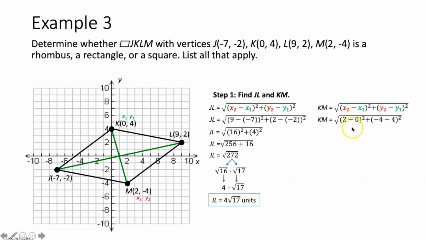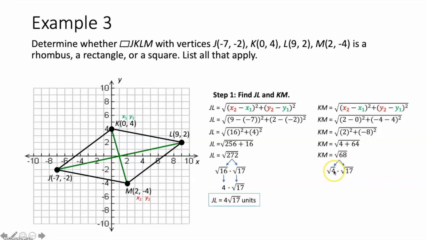2 minus 0 is going to give you 2. -4 minus 4 makes it more negative. It's going to be -8. 2 squared is 4. -8 squared is 64. We then add those together. We get rad 68. Now the square root of 68, we break up into 2 separate radicals that multiply together to make rad 68, one of which has to be a perfect square. So what perfect square goes in 68? That would be 4. So 4 times 17 gives you 68.